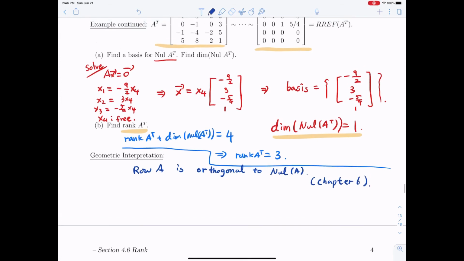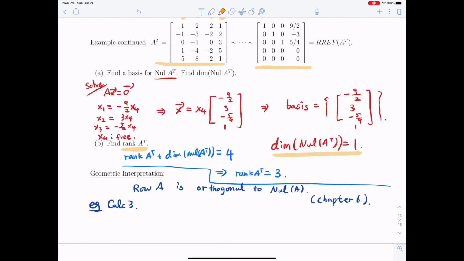And indeed, if you take any vector from the row space of A, say this one, then if you take the dot product between (0, 0, 1, 5/4) and the basis vector for the null space of A, which is given by (-9/2, 3, -5/4, 1), you will get -5/4 plus 5/4, that equals 0. And this is in fact true in general.